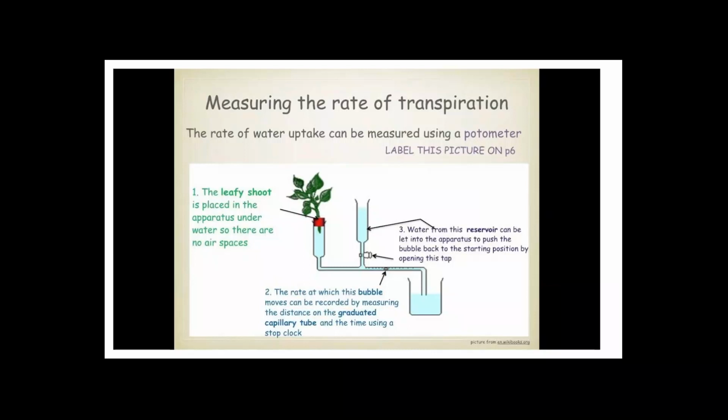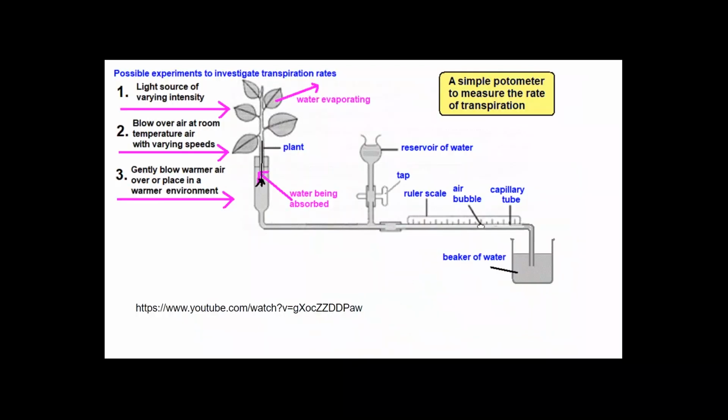And of course, water is continually moving up here, because it's important to have water on both this side of the bubble and that side of the bubble. And you can return it to the beginning this way. And of course, the apparatus needs to be airtight. And this again is another picture of the potometer, with information on the potometer here.